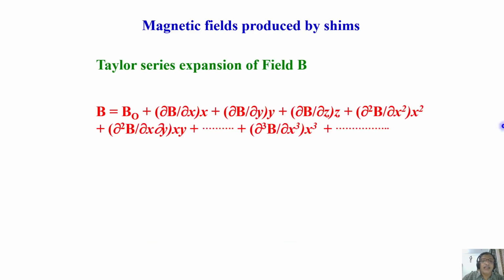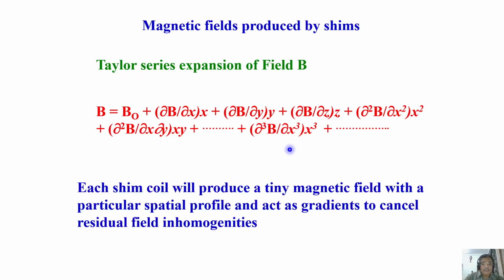And magnetic fields produced by the shim currents can be given by a mathematical expression like this. You can expand like a Taylor series. B is going to be B naught, the main field, plus additional field variation, the deviation on the X axis, Y axis, Z axis, X squared, XY, all these components of the Taylor expression you can consider. And each shim coil will produce a tiny magnetic field with a particular spatial profile and acts as a gradient to cancel out the residual inhomogeneities that are produced by the main field.